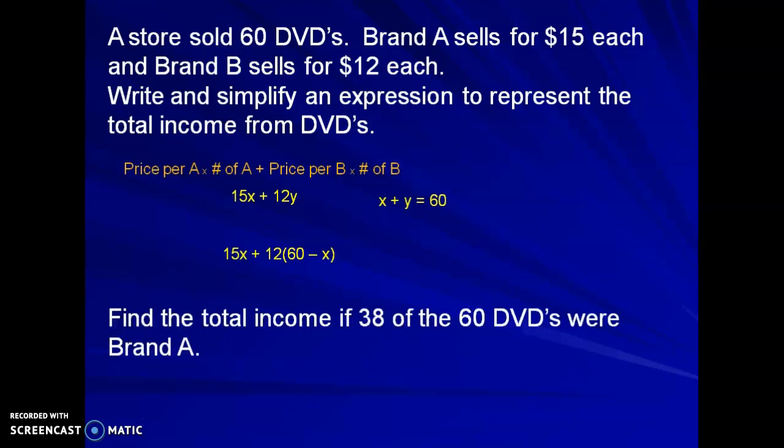And now when we distribute, we could either distribute, or during the second part of the problem, if the total income, if 38 of the 60 DVDs were brand A. So because we're told that we have the brand A, that's why I would use the second expression that we have, because then I can just substitute the 38 in. If we use the 15x plus the 12y, we would just have to figure out if there were 38 of kind A, how many would there have been of kind B?